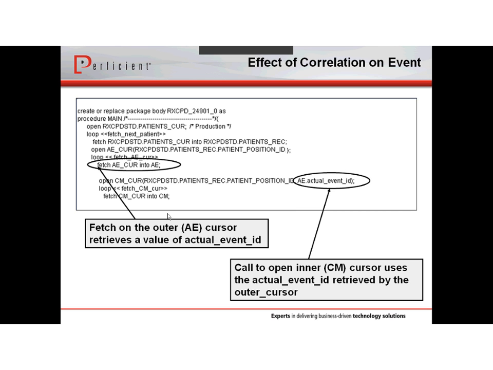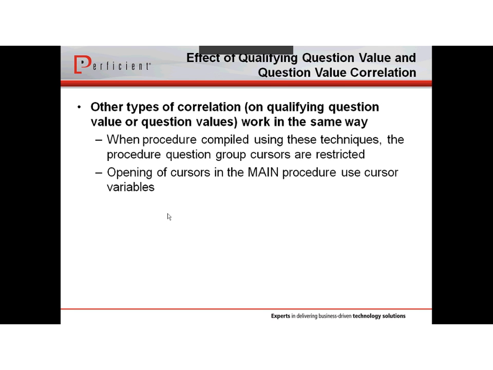The loops, when you open it, fetches something, and then uses what it fetches to basically open the cursor differently, so it only retrieves the information for that specific actual event ID, the one that matches the outer loop. Other types of correlation, qualifying question values work in the same way. When the procedure compiles, the procedure question group cursors are going to be restricted. And in opening of cursors in the main procedure, you use cursor variables to basically specify how the cursor is going to be opened.